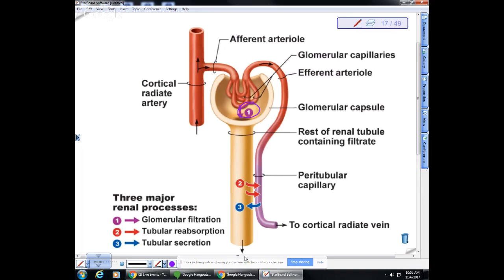So we already kind of talked about glomerular filtration and how it is regulated, right? So we're going to talk about tubular reabsorption and tubular secretion today.